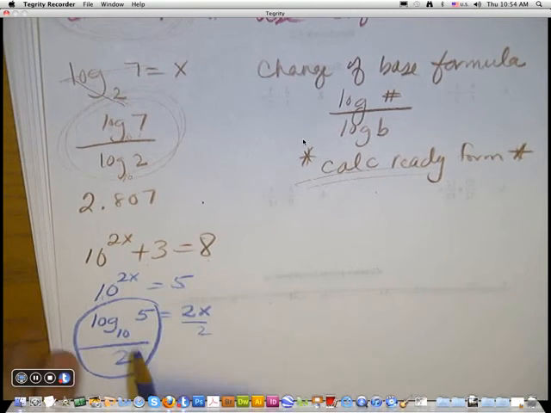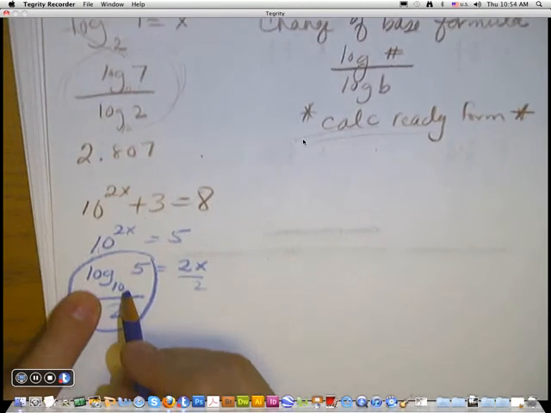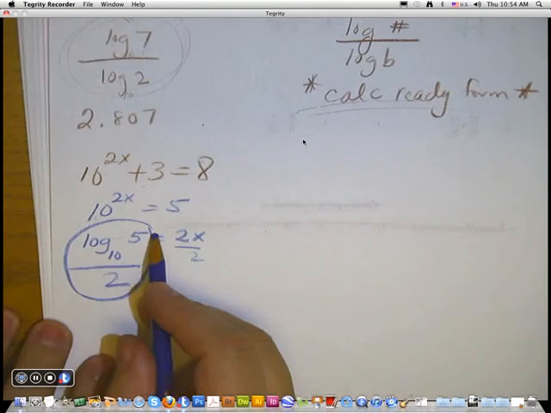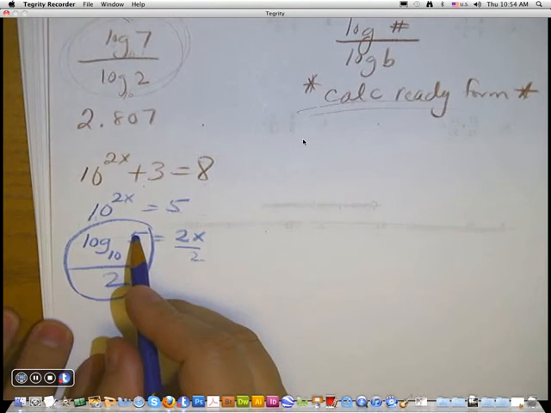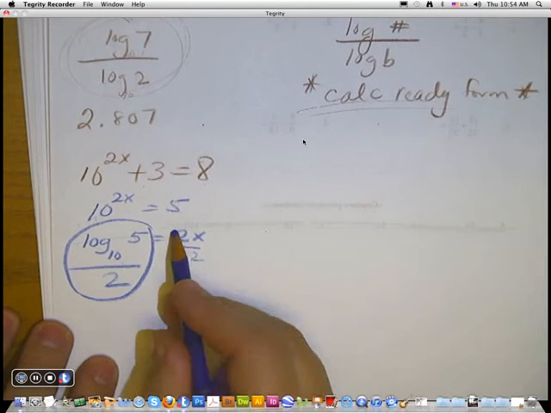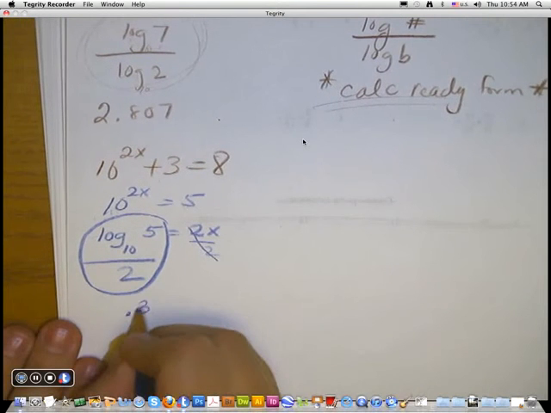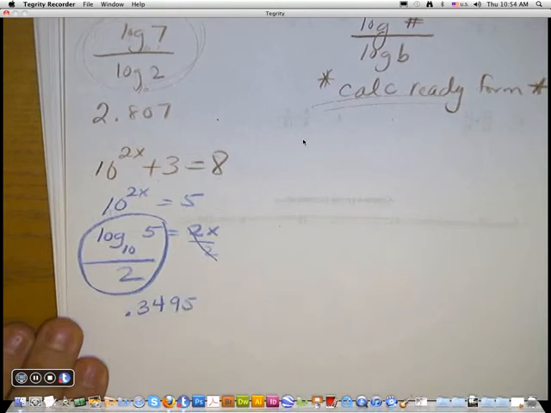This I get to put in the calculator because my calculator is already in base of 10, so I don't have to do calculator ready form. I can just do log 5 divide by 2. And when you punch that in your calculator, you should get 0.3495.